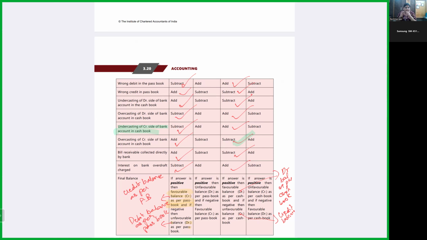Bills receivable collected directly by the bank. By the bank it is directly collected, so in the cash book I have to adjust, add it back. Interest on bank overdraft charged. My passbook has gone down, so subtract it in my cash book as well.